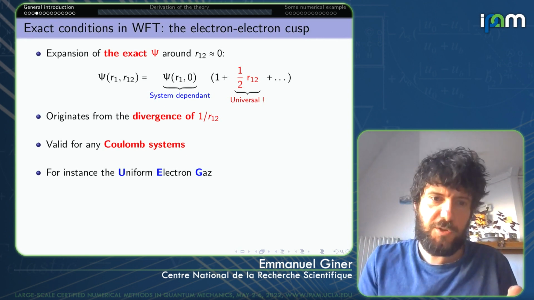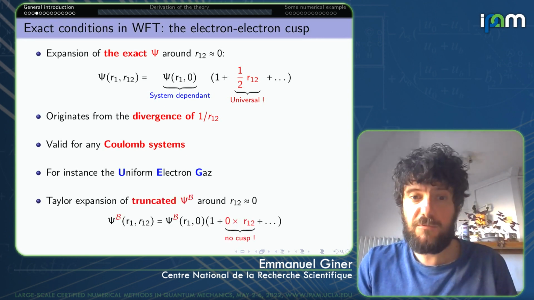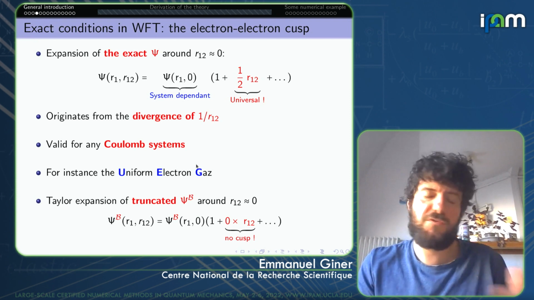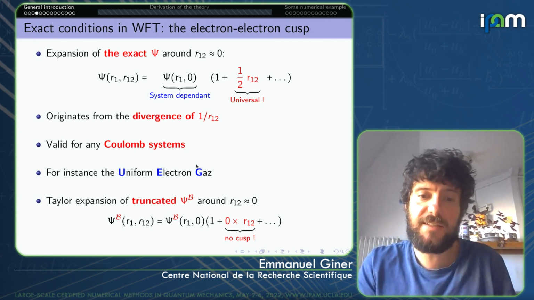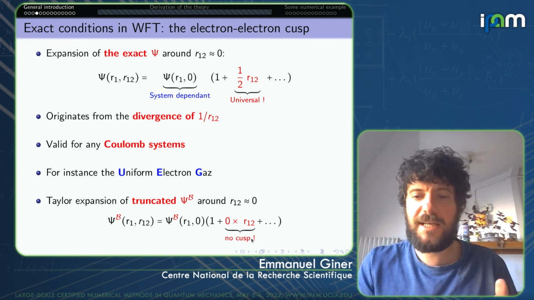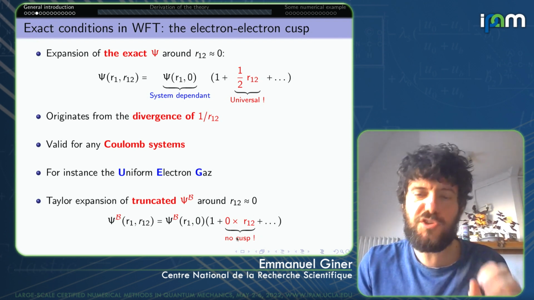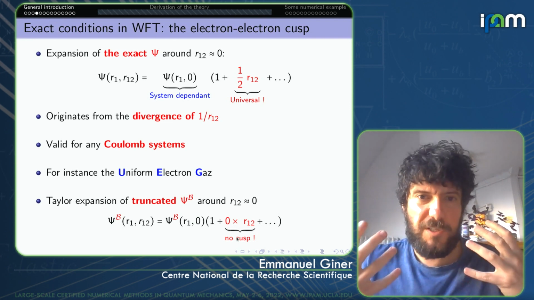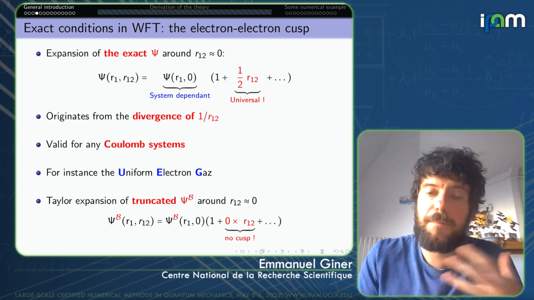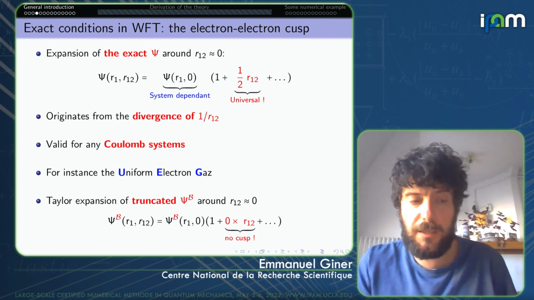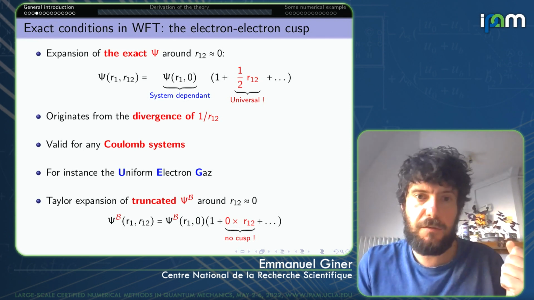Okay. So now, if you do the same thing with an approximated wave function, so for instance, you take the full CI in a finite basis set, so incomplete basis set, what you find is systematically no cusp. So just in order to give a pictorial representation of that, which is very famous in quantum chemistry, but I'm not sure if it is that famous in other fields.